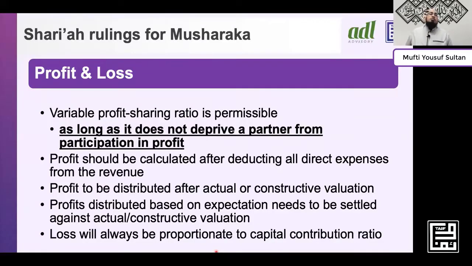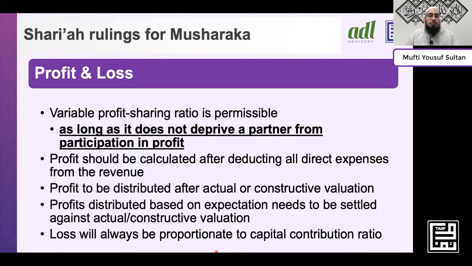So now let's proceed to Musharaka and then Mudaraba. Musharaka and Mudaraba are two partnership contracts mentioned in AAOIFI standards. In brief, Musharaka is where two or more parties put their capital and make it a profit sharing venture. In Mudaraba, it's one party putting the capital and the other party managing the venture. The party putting the capital, we call him Rabbul Mal, and the other party we call him Mudarib.